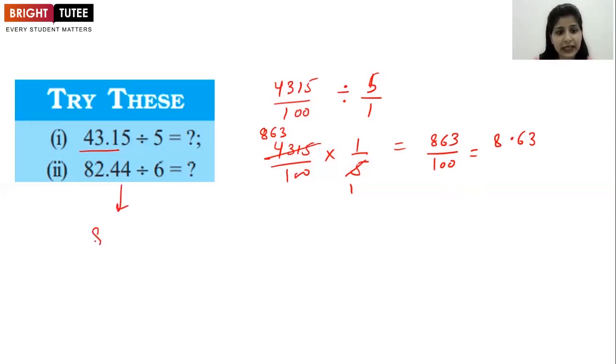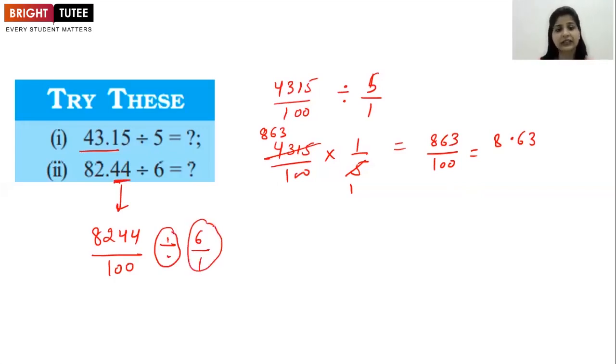The next one is 8244. 2 decimal places are there. We'll write 100 in the denominator and we are going to divide it by this. Again, you are going to change this into multiplication and take the reciprocal of the next fraction. Then you can easily divide as we have done in the first part.